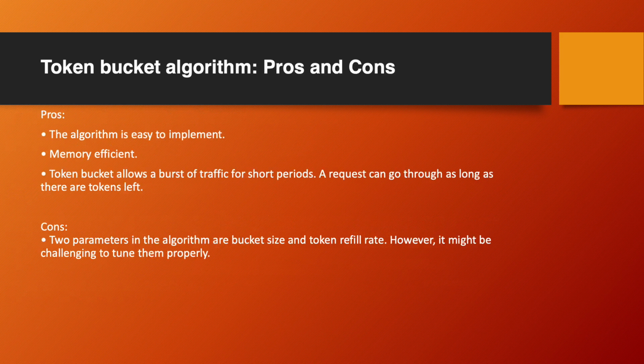So what are the pros and cons of the token bucket algorithm? The pros would be that the algorithm is easy to implement and memory efficient. Token bucket also allows a burst of traffic for short periods; a request can go through as long as there are tokens left. The cons would be that the 2 parameters in the algorithm are bucket size and token refill rate. However, it might be challenging to tune them properly.